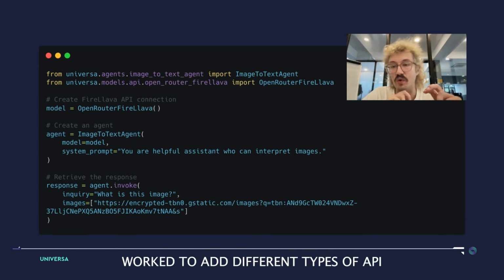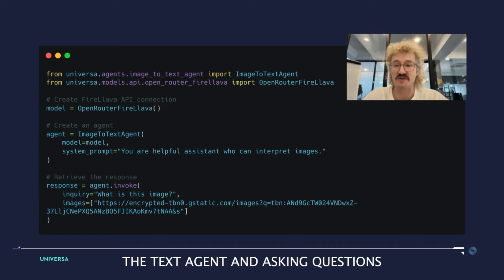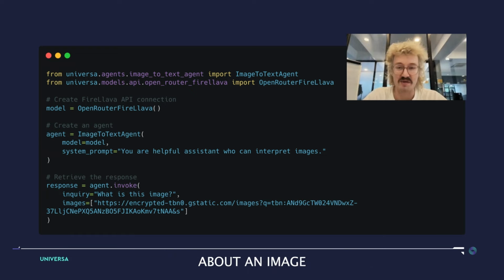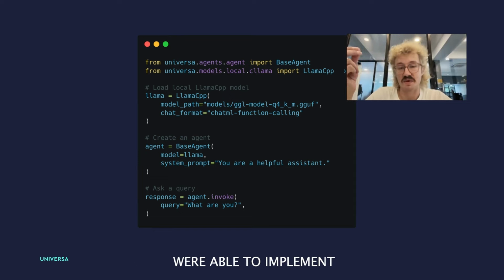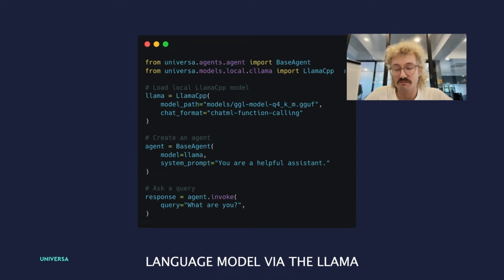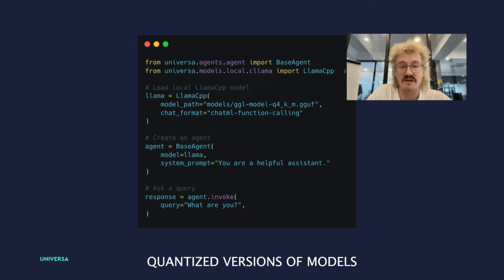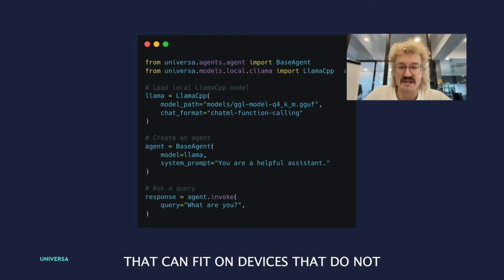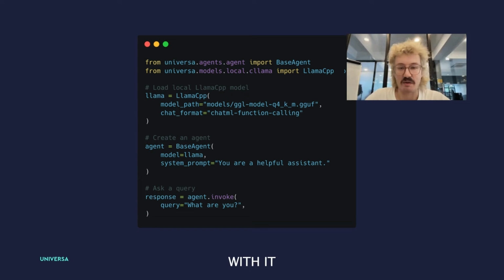As I mentioned, we worked to add different types of API providers than just OpenAI. Here you can see how you can use OpenRouter, FireLlava, to add it to your image-to-text agent and ask questions about an image. Another thing we wanted to add and were able to implement was to load your language model via the llama.cpp library, which allows you to load quantized versions of models that can fit on devices that do not have access to the heavy GPU that these models usually need. You can use it as the model for your base agent and interact with it just as you would with an API provider.